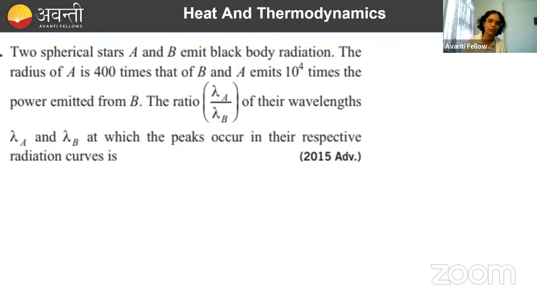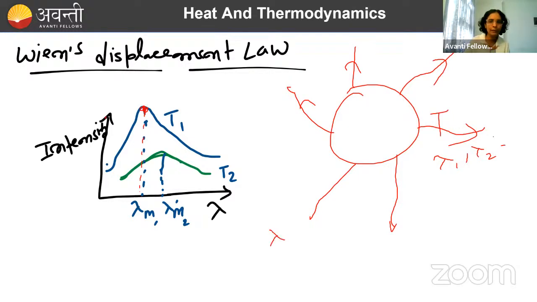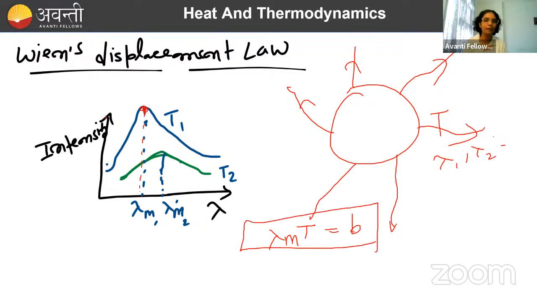A question on this also came in 2018, I guess. So lambda m into T can be written as B. B is a constant, which will again be given in your question, around 2 point something. Again, this is lambda maximum, the wavelength at which maximum energy is generated, and this is the temperature of the body.